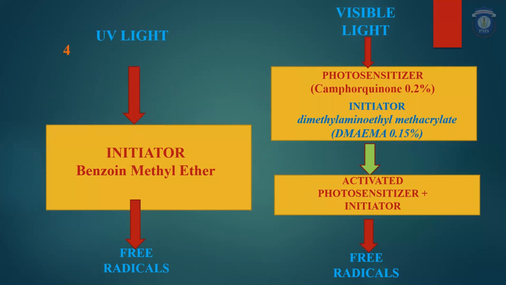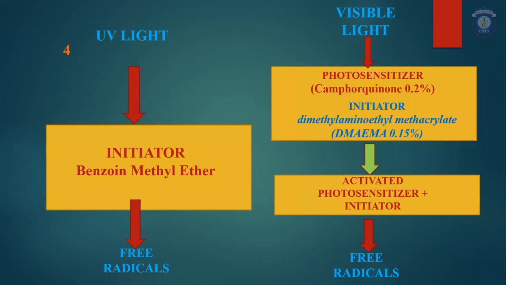We have different light sources for curing a composite resin, which include UV light, visible light, laser light, etc. If you take the example of UV light, it basically acts on an initiator named benzoyl methyl ether in a composite resin, which will be converted into free radicals.